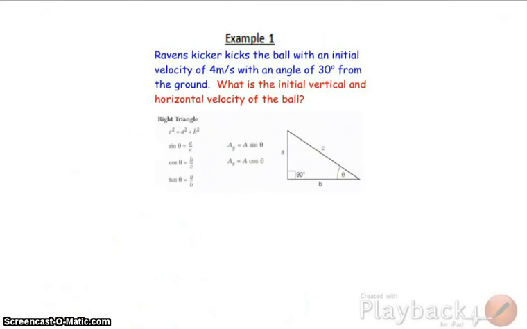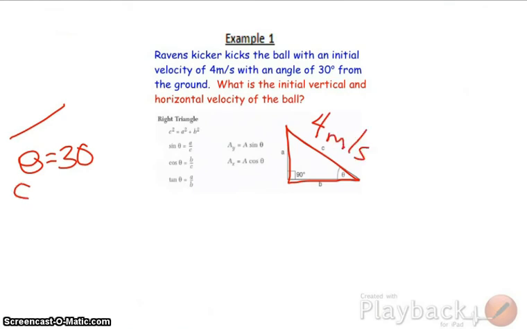Now let's look at an example. Raven's kicker kicks the ball with an initial velocity of 4 meters per second at an angle of 30 degrees from the ground. What is the initial vertical and horizontal velocity of the ball? Alright, well, I have this triangle here. I know theta equals 30. I know I kick it with a total initial velocity of 4. So C equals 4. What is the initial vertical velocity and horizontal? So I want to know A and I want to know B.